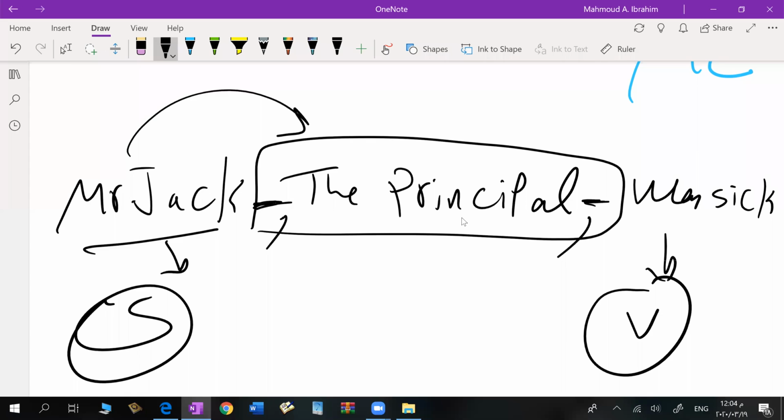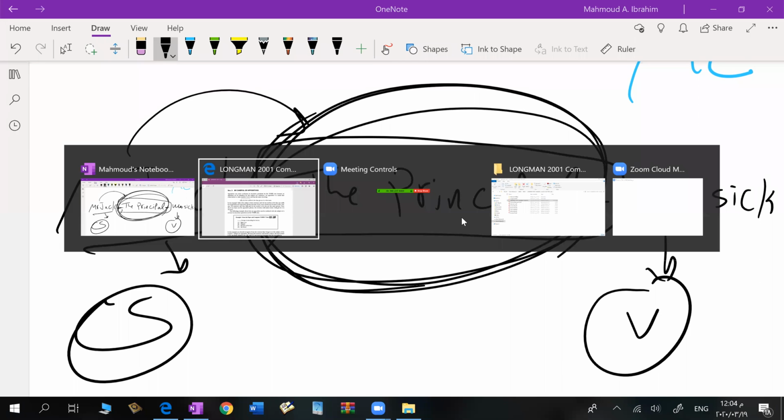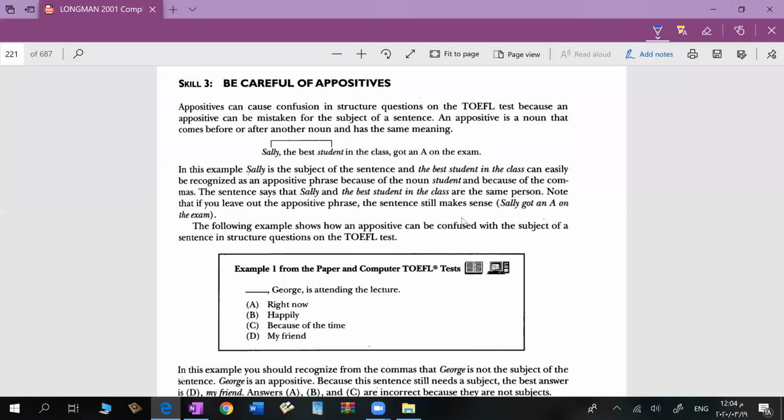No, we don't have 2 subjects. So it's only 1 subject. So what is the principal? What is this noun phrase? This noun phrase is an appositive because it's put between 2 hyphens or between 2 commas. If it's between 2 hyphens or 2 commas, then it's not another noun phrase. It's only an appositive. Okay, it's the same person. Sally, which is the subject, got an A.